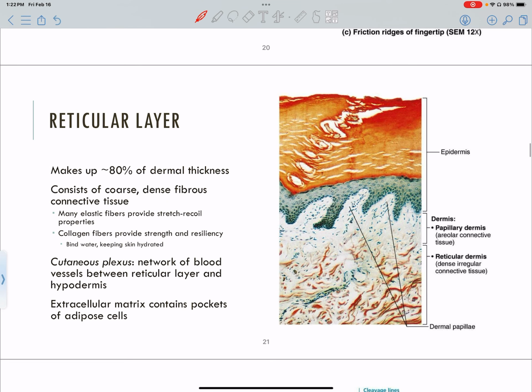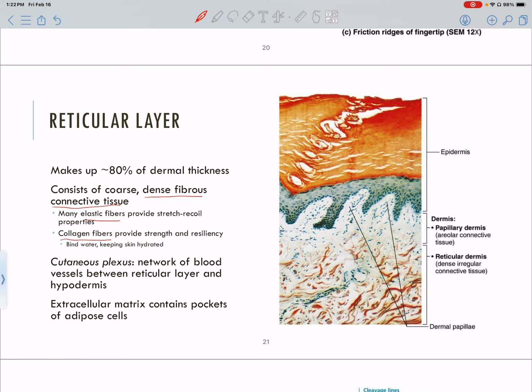The reticular layer is the second specific layer of your dermis. It's going to make up about 75 to 80% of the thickness. It's not going to be made up of loose connective tissue. Instead, it's going to be dense fibrous connective tissue. There's going to be a lot of elastic fibers there, so our skin does have some ability to stretch a little bit, as well as collagen fibers.